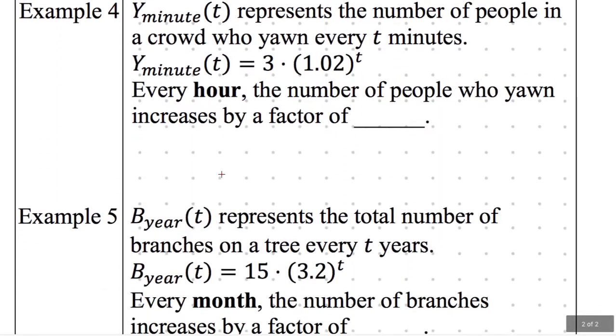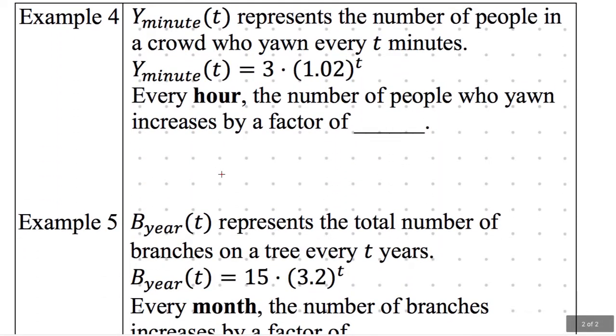All right, so here we go. I'm just going to go ahead and explain this to go nice and fast. I have a function y that represents the number of people in a crowd who yawn every t minutes. If it was my class, it would be like 1,000 or something crazy. Everyone's yawning here, right? No? Okay. Every t minutes, but I want to figure out how many people are yawning every hour. So I have to do a unit conversion.